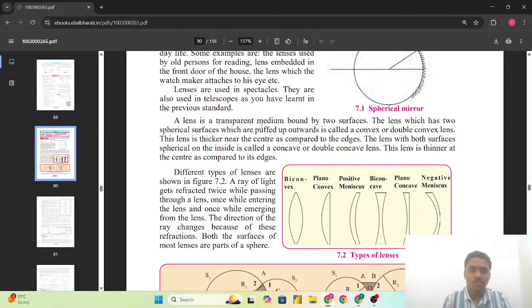So lenses are used in the spectacles. They are also used in the telescopes, as you have learnt in the previous standard. मतलब previous standard में हमने lenses जो है वो spectacles में use किए जाते हैं. These are all we have studied about all these things.